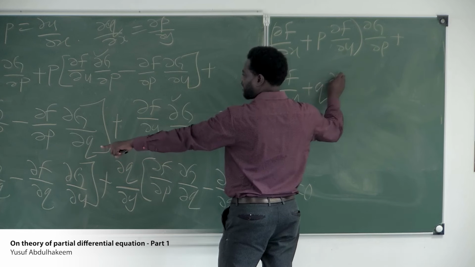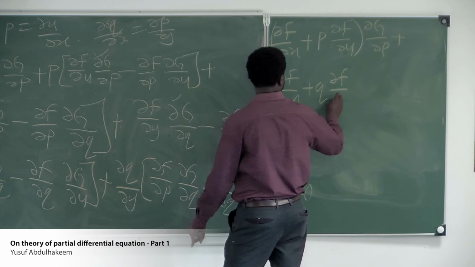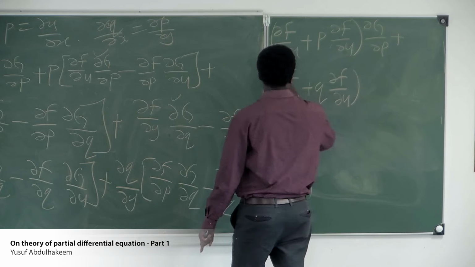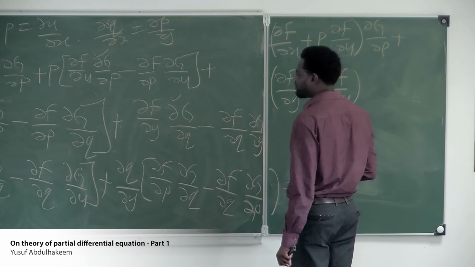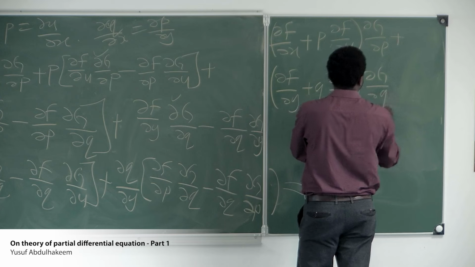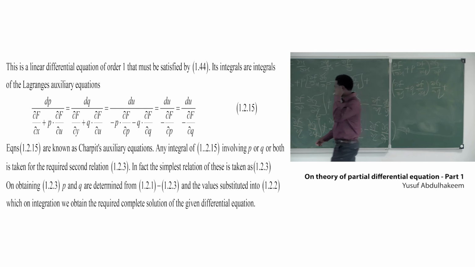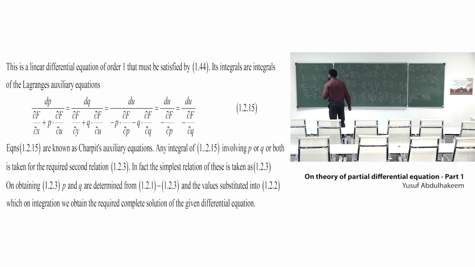Then we have ∂F/∂U. Then we can close this, and then we have ∂G/∂Q. So we have ∂G/∂Q. Then plus, that is that for that. Now let us look at the other ones. The other ones that are left.